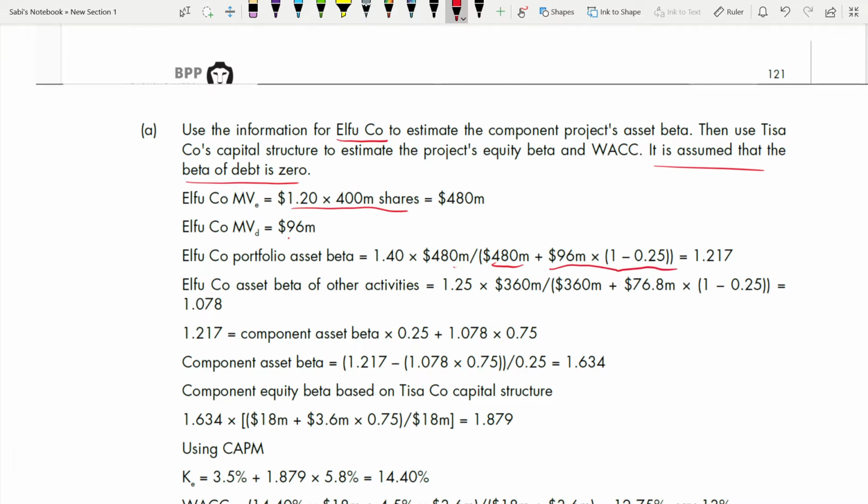This is E. I'm writing this is D, and this is E, and this is equity beta. So equity beta multiplied by value of equity divided by market value of equity plus market value of debt. That is the formula. So market value of debt 96 multiplied by, this 96 is before tax. You need to take after tax. Tax is 25%. That's why after tax it will be into 0.75. So here it is your asset beta, right?